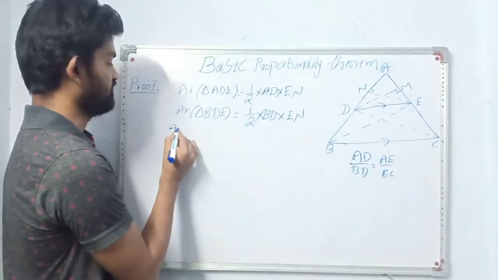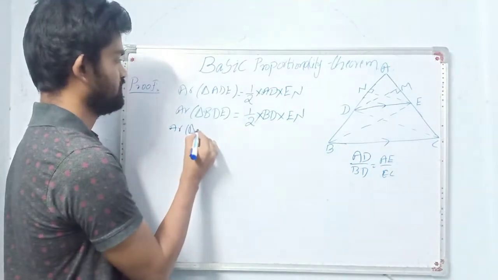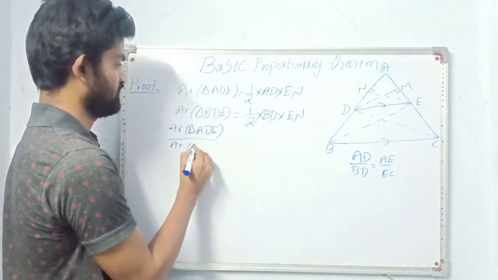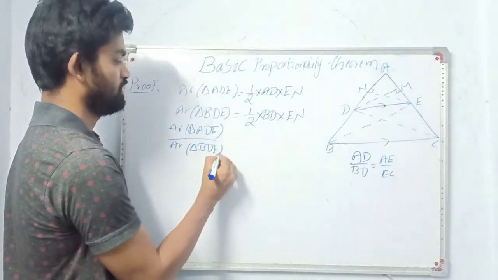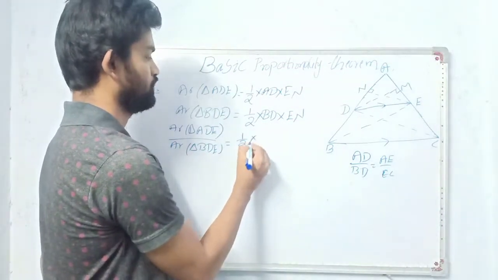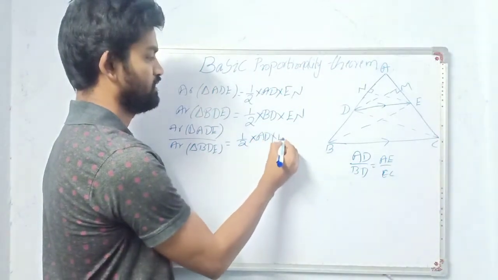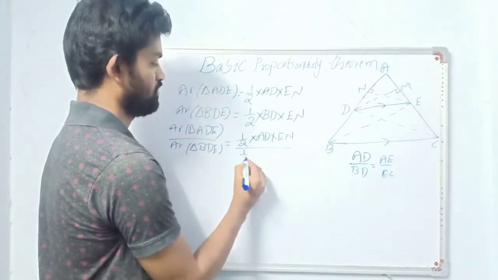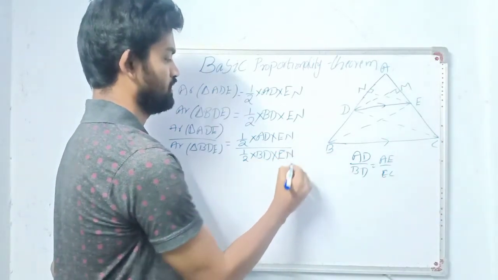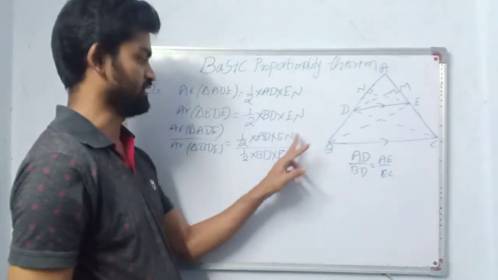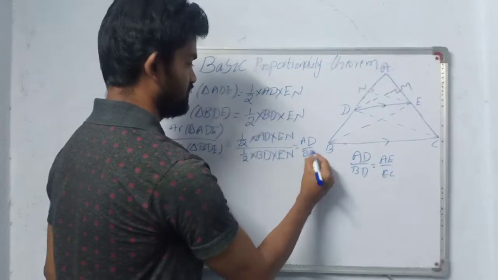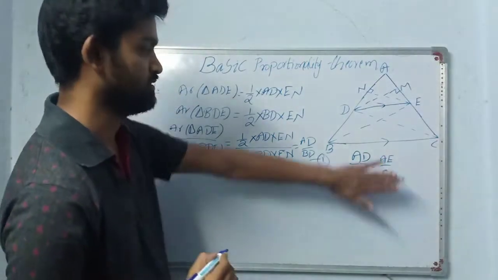Now you can divide this. Area of triangle ADE by area of triangle BDE. So what is the value? Area of triangle ADE: half into AD into EN, by half into BD into EN. See here, half and EN, the same terms will get cancelled. What will remain? AD by BD. This you can mark as equation 1.